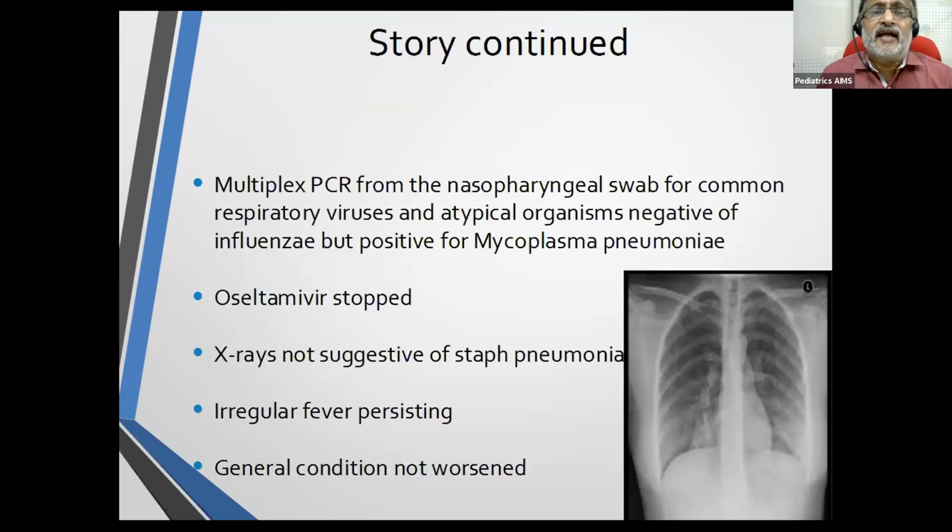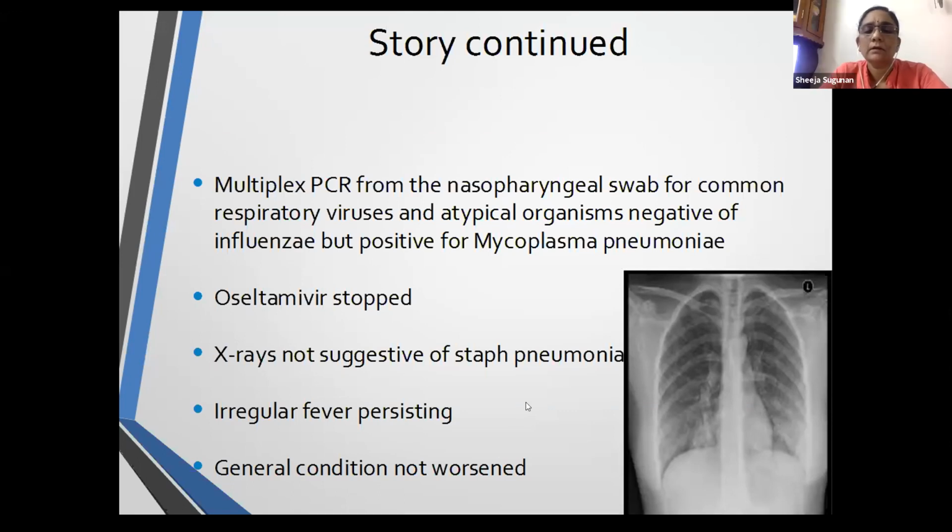Okay. At this point of time, multiplex PCR for nasopharyngeal swab for common respiratory viruses and atypical organisms was negative for influenza but positive for mycoplasma. The result came, and oseltamivir was stopped because it is a mycoplasma pneumonia. X-ray not suggestive of a staph pneumonia, as you said correctly. Irregular fever persisting, general condition improved, not worsened. And then my question is, the patient is not improving irrespective of this change in the antibiotics that you have made?